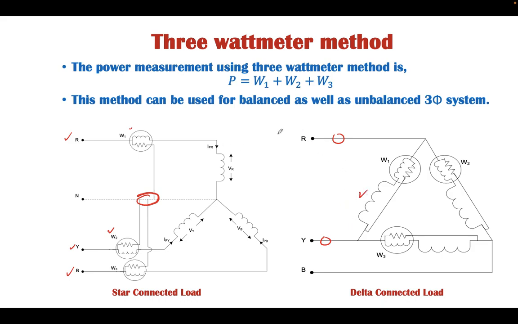Now, the readings of these wattmeters are W1, W2 and W3. Therefore, the total power will be equal to the sum of the readings of 3 wattmeters. However, if these 3 wattmeters have different multiplying factors, then accordingly the multiplying factor will be considered for the individual wattmeters.